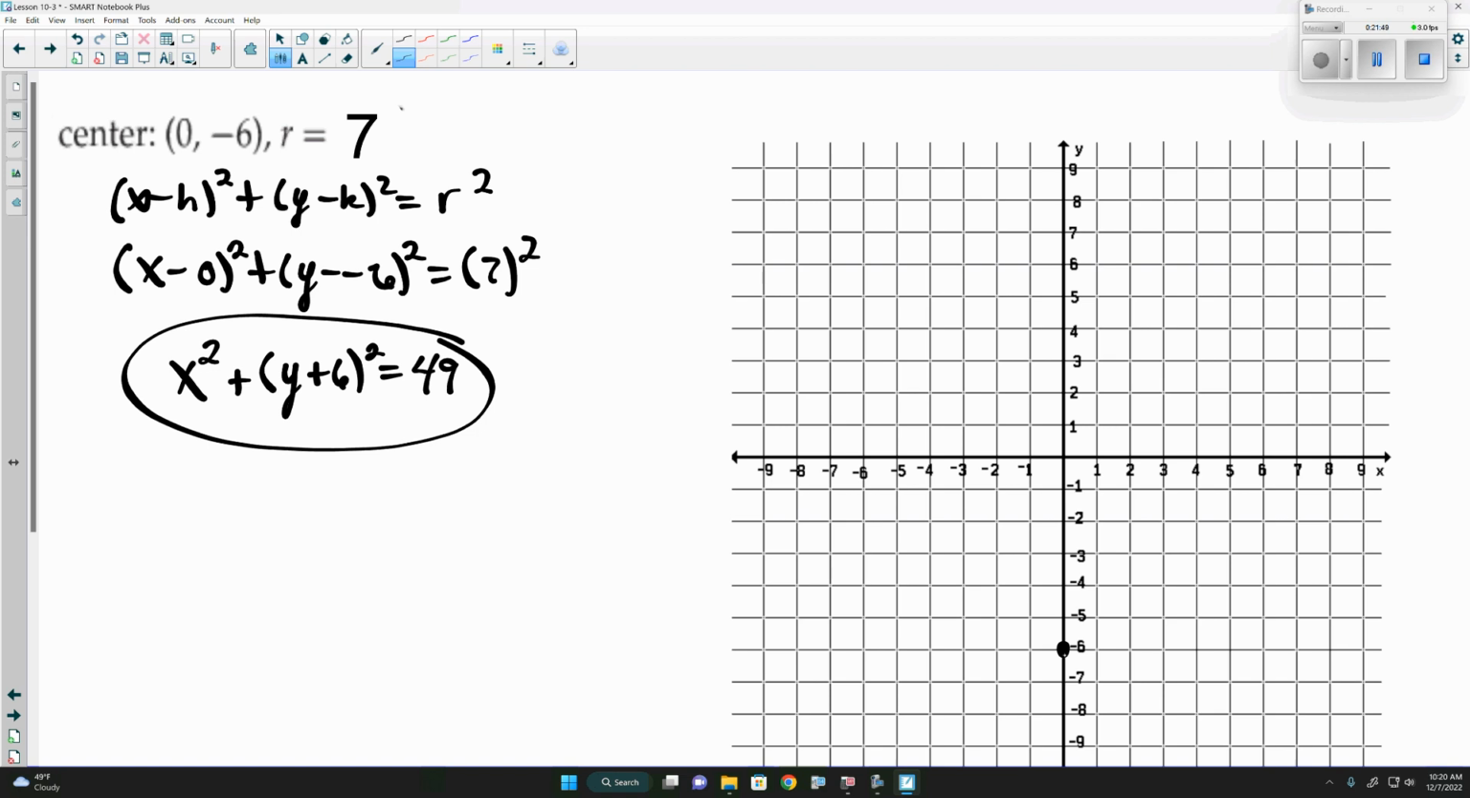Zero, negative 6. This one's definitely going off the graph. So we can go 7 to the left and right, then we can go 7 up, and then we'd also go 7 down, and then we draw our circle.